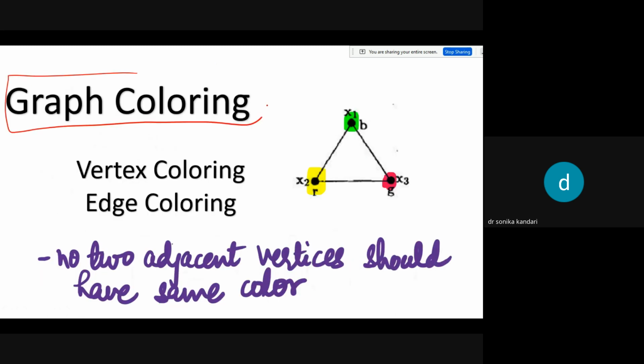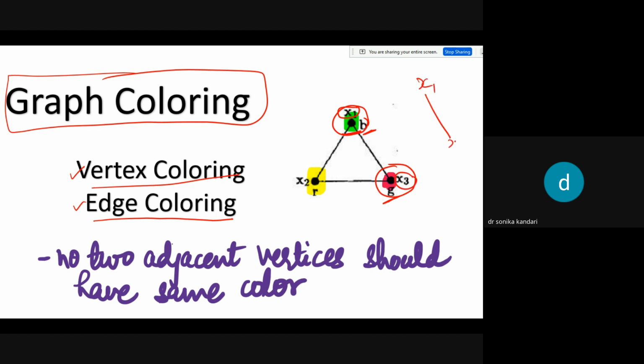Now coming on to graph coloring. In graph coloring, we have two main parts. One is vertex coloring and another is edge coloring. The condition for graph coloring is that no two adjacent vertices should have the same color. There should be different colors, like B and G, or we can say X1 and X3, as they are adjacent. X1, X3 are adjacent, so they should have different colors. Here we have green, or here red, because they are adjacent. So adjacent vertices should have different colors.